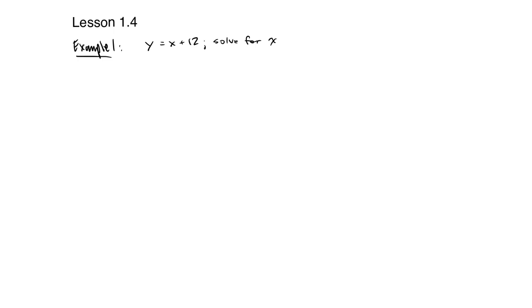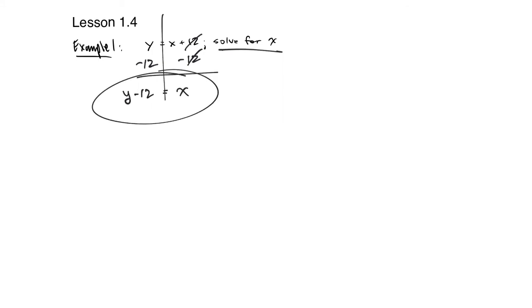So now on to solving literal equations. Let's do this. Here it says solve for x. This is easy. I'm going to remove this positive 12 by subtracting 12 from both sides. I get y minus 12 equals x. I am done. That's a rule. X is related to y such that it is 12 less than y.